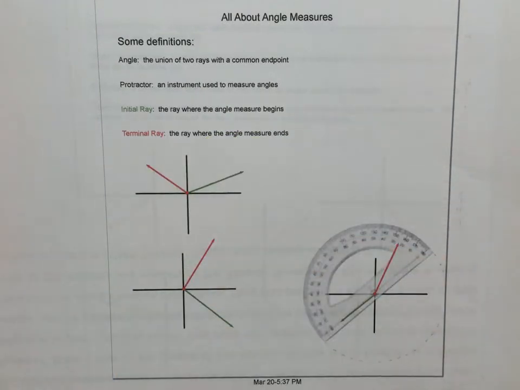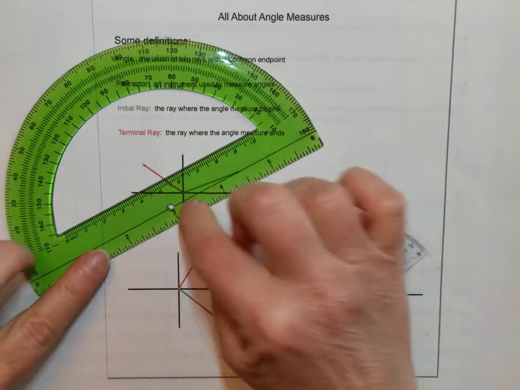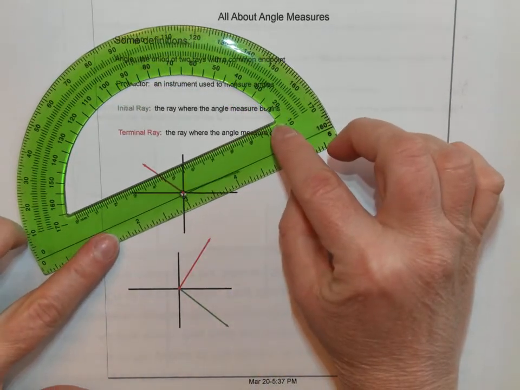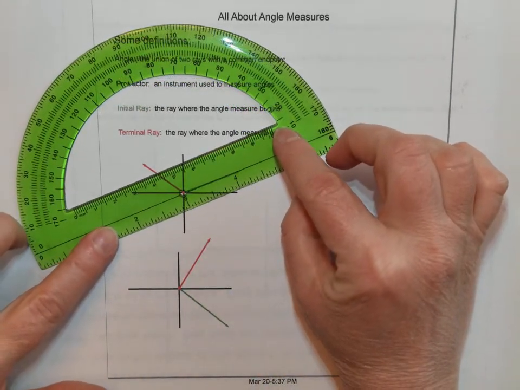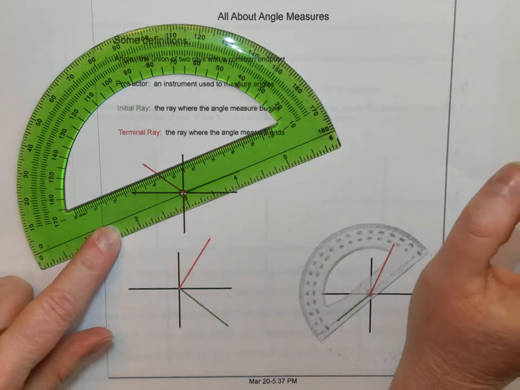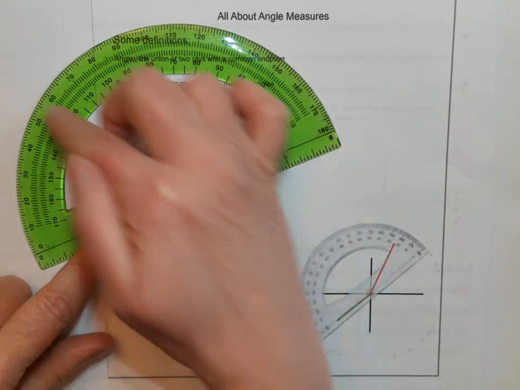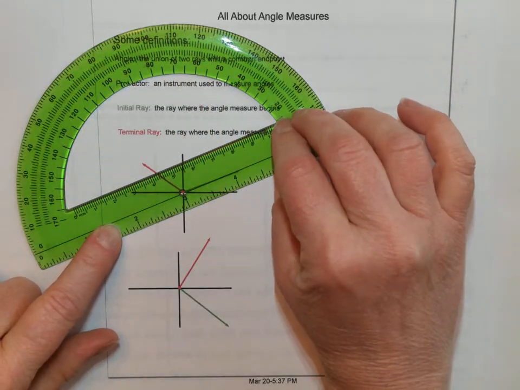Okay. Some new things we need to talk about are the initial ray and the terminal ray. So the initial ray is where the angle begins, where we start to measure. So if we're going to measure this angle, first of all, we put our vertex right there, and we put our baseline on that line. And then we would extend this out and we would measure the angle.